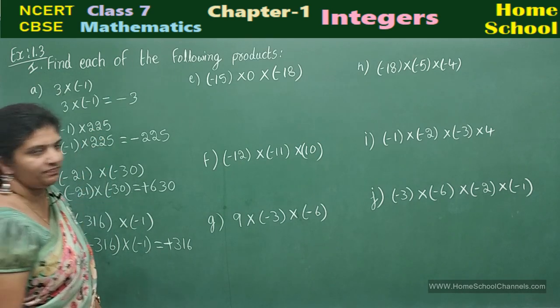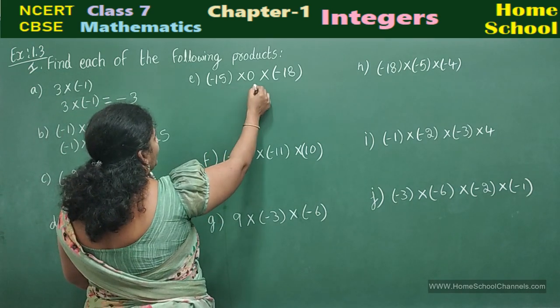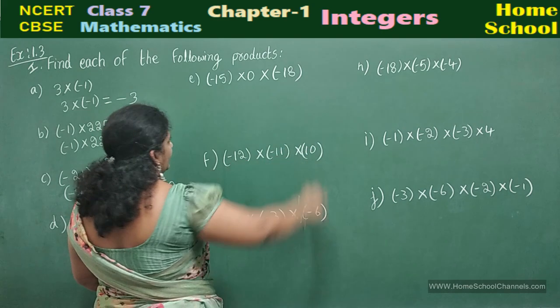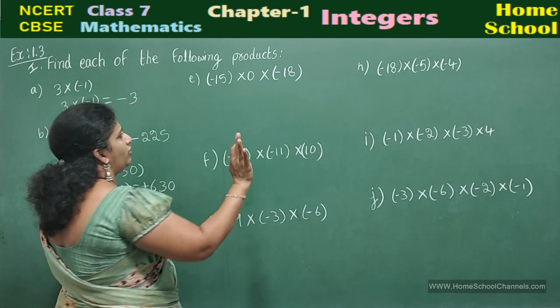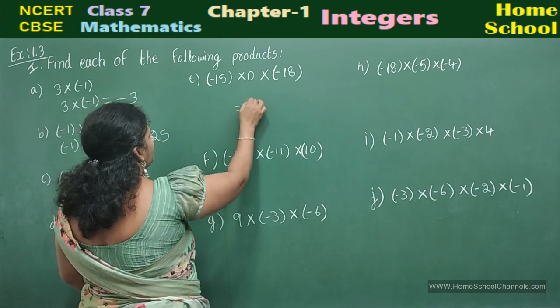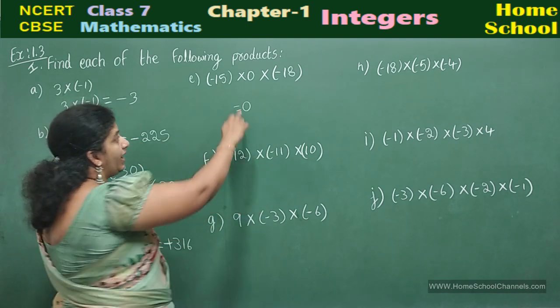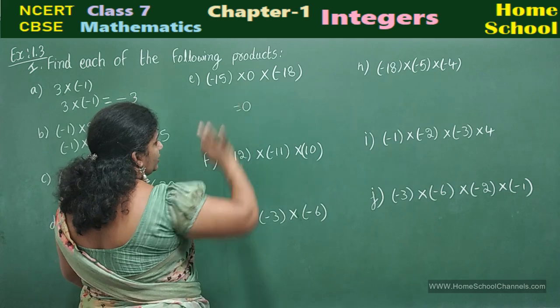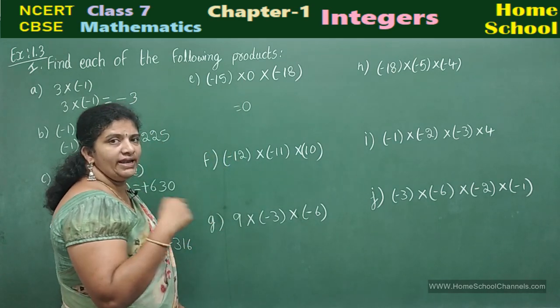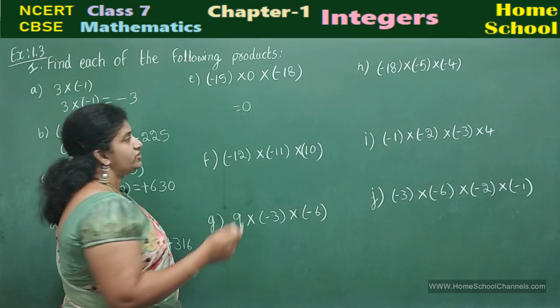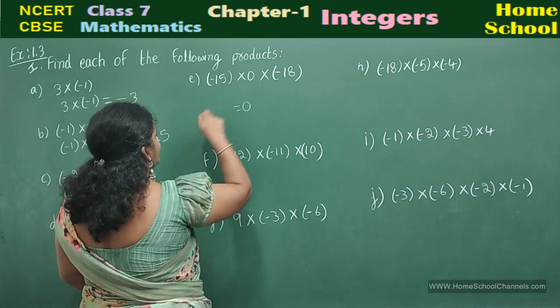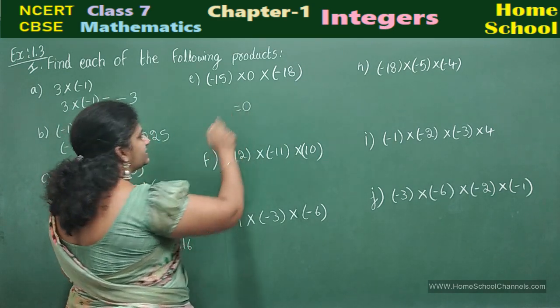Next one. E. Minus 15 into 0 into minus 18. Simply, instead of writing anything, I just put here 0. Why? You have a product with 0. 0 into anything will be 0. So, directly you can rewrite the question again. That is equal to 0, you say.